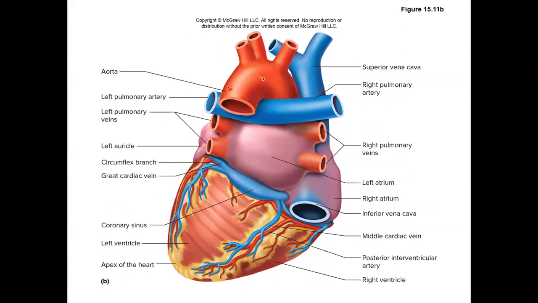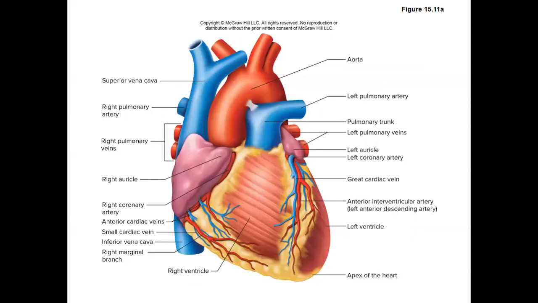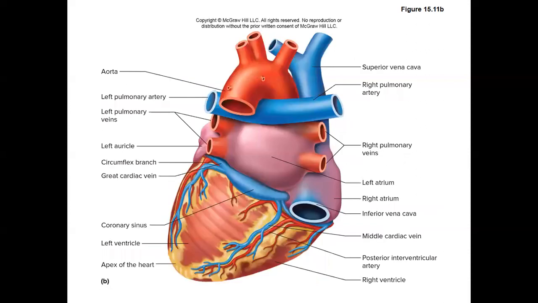This is an image of the posterior side of the heart. Remember, I said that the other was the anterior side. So this is the back side, the posterior side of the heart, where you can see the back of the aorta. You can see a different view of the superior vena cava and the inferior vena cava.